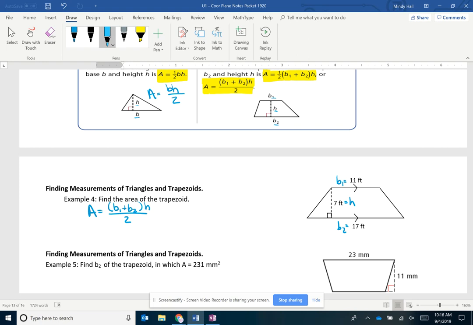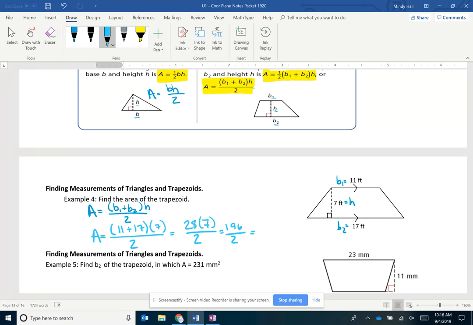So this gives us base 1 is 11, base 2 is 17, and height is 7. So 11 plus 17 times 7 divided by 2. So 11 plus 17 is 28. So this gives us 28 times 2 divided by 2. Ooh, not times 2. What am I doing? Okay, 28 times 7 divided by 2. So then 28 times 7 gives me 196.